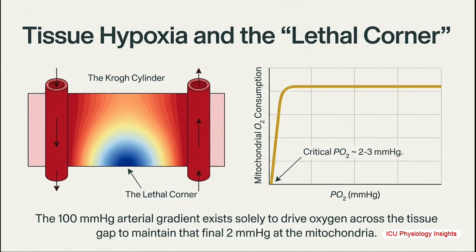And this gets to the central point. The reason your arterial PO2 is around 100 mmHg isn't because the mitochondria need that much oxygen. In fact, they can function perfectly well at a PO2 of just 2 or 3. No, that high arterial PO2 exists for one reason and one reason only: to create the partial pressure gradient, the driving force that's required to push oxygen across that long diffusion path in the tissues to finally reach the mitochondria. It's all about overcoming a physics problem.